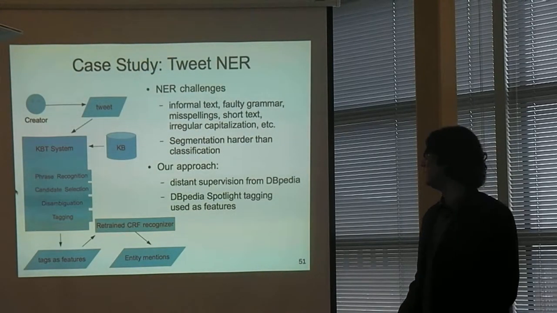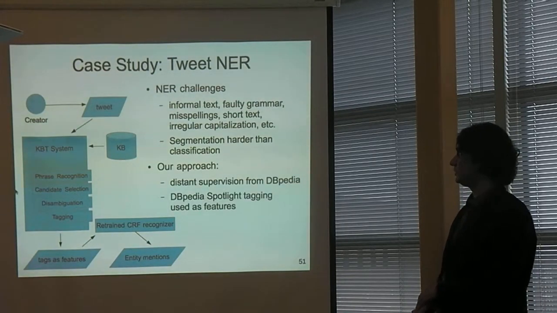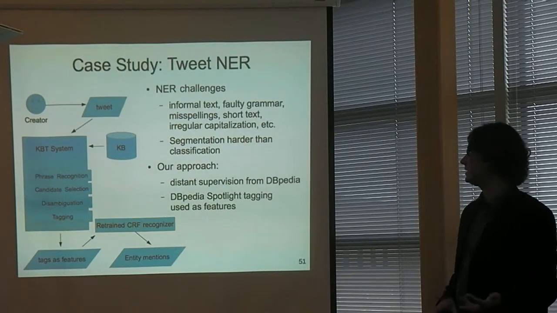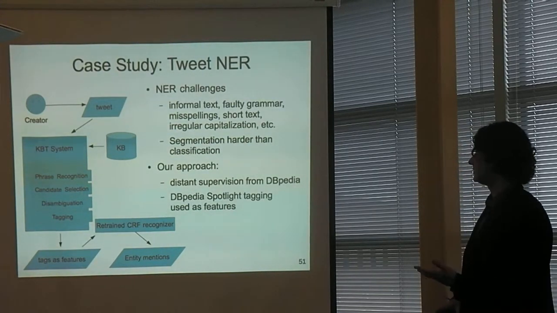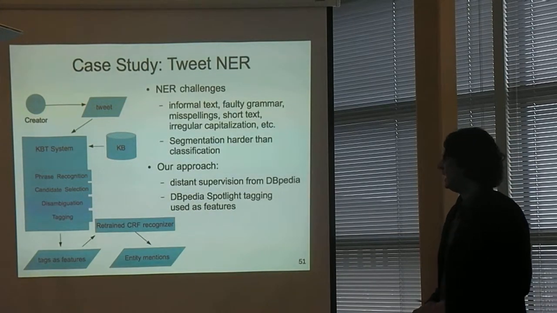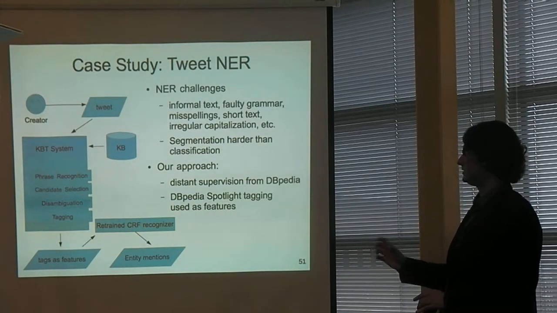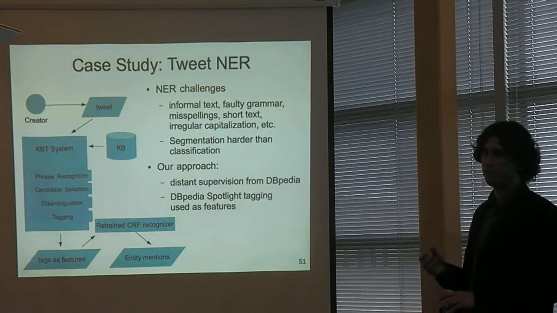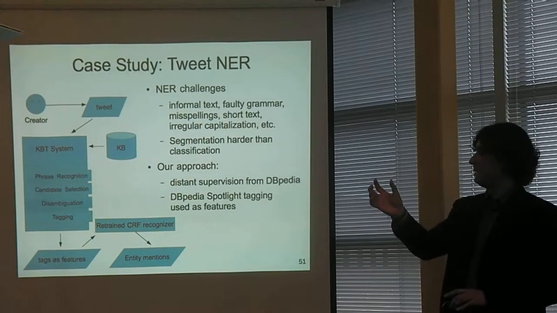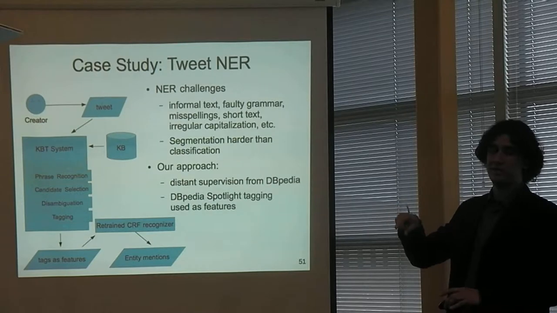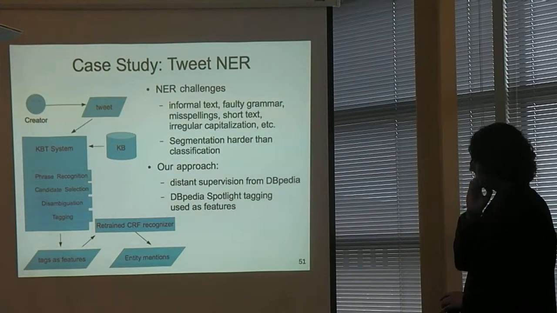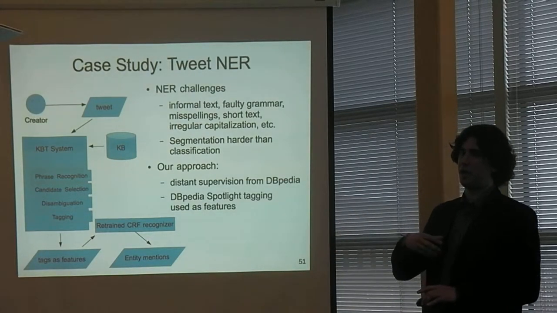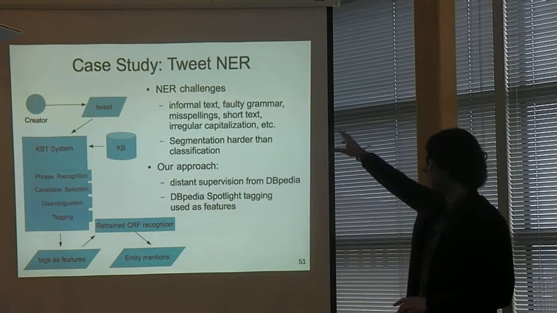Another case study that we looked at was named entity recognition of tweets. This is a well-known difficult problem because there's informal text, grammar is faulty, there are misspellings, the text is short, there's irregular capitalization, and so on. Usually what's difficult here is to do the segmentation of the input to find which names are the correct ones. From our experience, once you've found where the name is, classifying the type of it is much easier. If we just apply DBpedia Spotlight, it will miss a lot of the names because of all these problems.